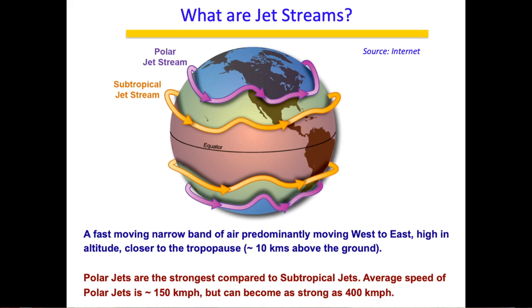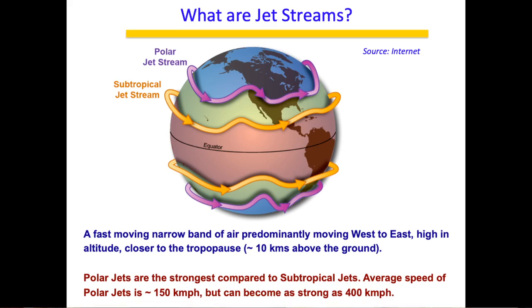So let us start with what are jet streams. These jet streams are nothing but fast moving narrow band of air, and they predominantly move from west to east. So they are westerly air parcels, and they move between 30 to 60 degree latitude. All right, and they are also present high above the ground. If you go closer to the troposphere, you will experience these jet streams. Approximately if you move 10 kilometers above the ground, then you will experience the jet stream.